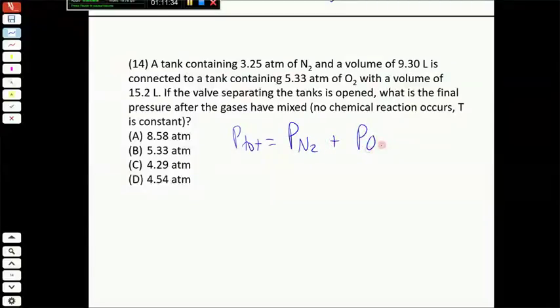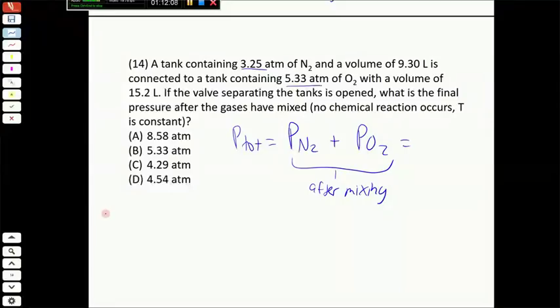Now we can't just take the two numbers that were given, 3.25 and 5.33, and add them, because when we mix the gases together, their volumes are also changing. Once we open the valve and allow the gases to mix, both gases are going to fill the entire volume that's present, so you can't just assume that the pressure of each individual gas is going to stay the same, because it's occupying a different volume. So the partial pressure that we're going to add together is the partial pressure that you get after mixing them together, which is important. So we have to find out what those numbers are.